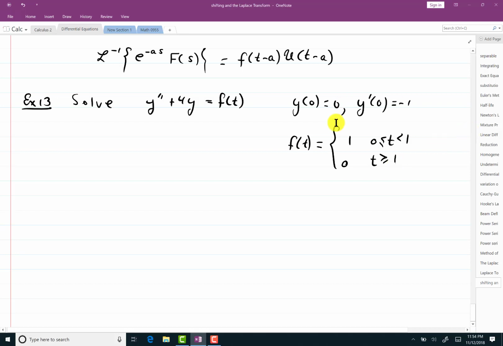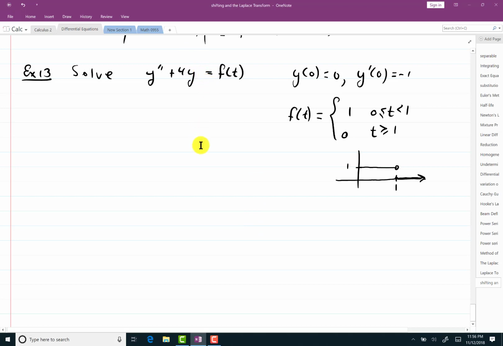So here is a function that is 1 until we get to 1 and then 0 afterwards. For a quick look at this graph, if that's 1 until you get to 1, you have this, and then you have a hole there, but then you have a solid dot here, and it's solid from then on out.